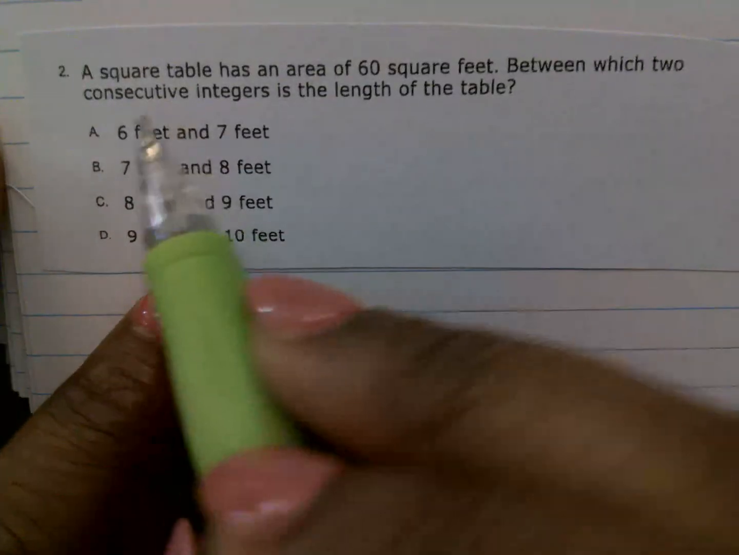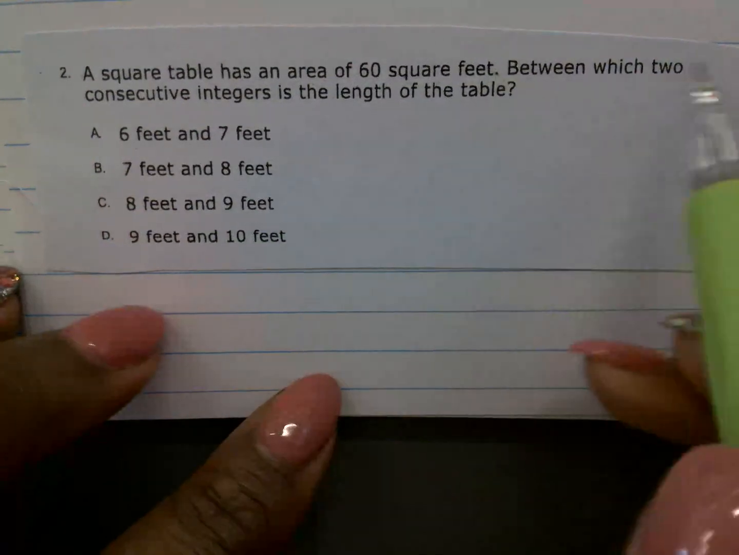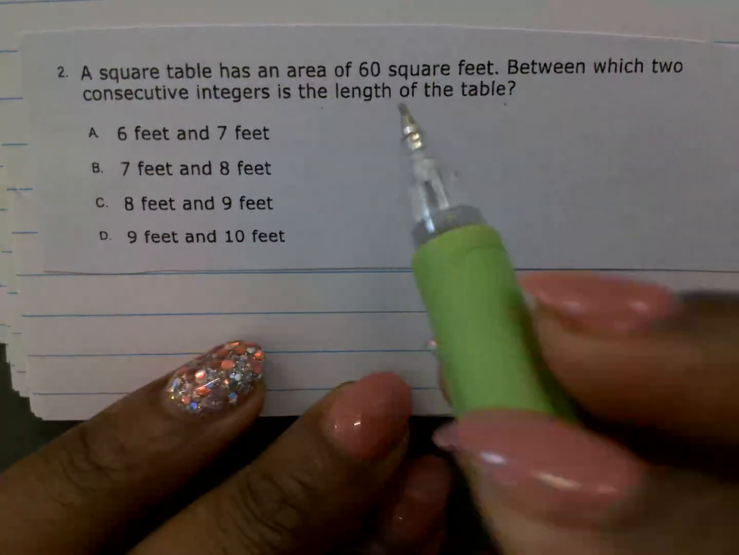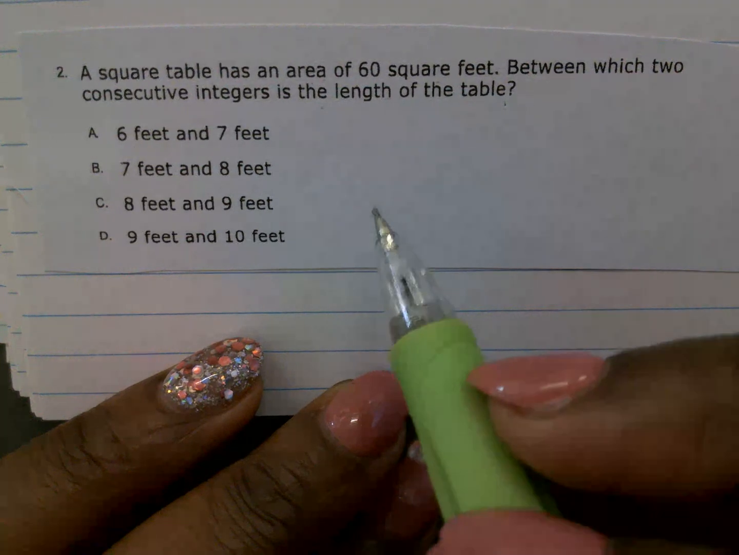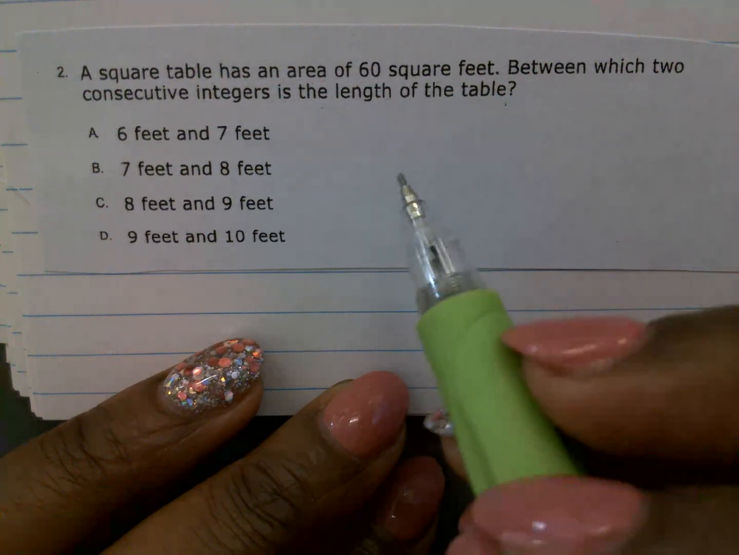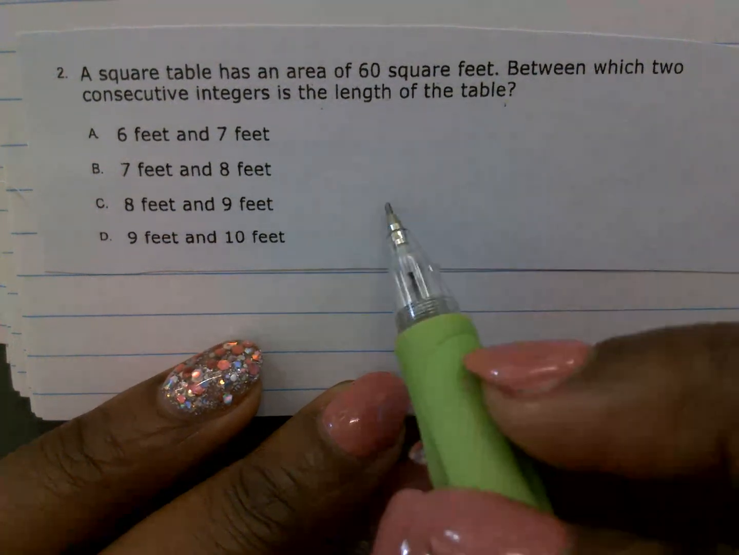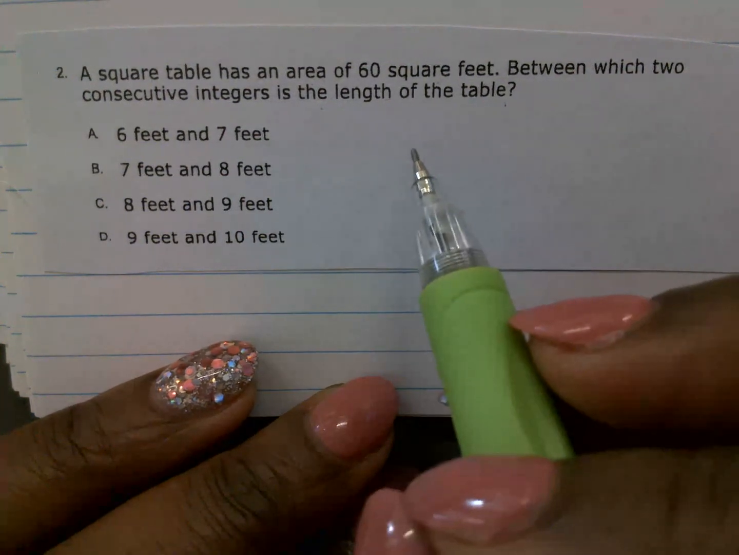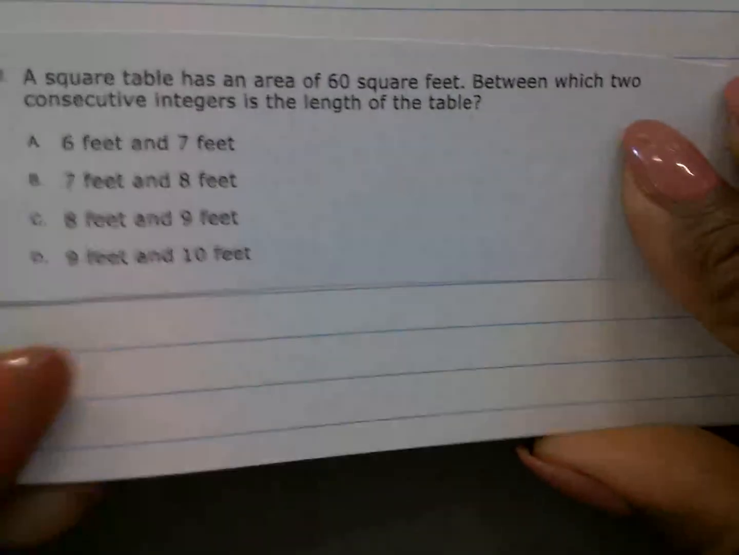Okay. So now we got number 2. It says a square table has an area of 60 square feet. Between which two consecutive integers is the length of the table? Okay, so you are going to draw it and it says the area. So think about the formula. Go back and look at the formula for area of a square. Substitute 60 in for A, okay? And then see what your answer is going to be. All right. Which two whole numbers does that answer fall between? All right. Please answer that one.